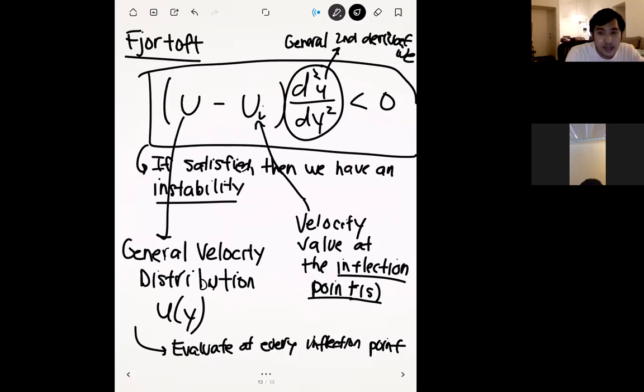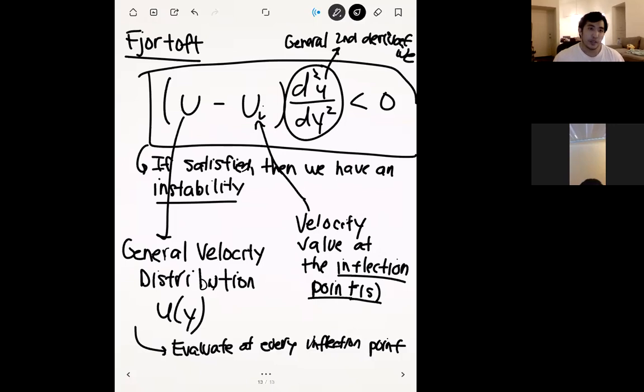Right. So that's a great question. The question is, what if Fjortoft's theorem is not satisfied, but Rayleigh's is? That's actually the exact situation in the homework. In the homework, you have Rayleigh's criterion, which says that there's an inflection point in the flow, but then when you actually plug into Fjortoft's, it's not satisfied. Okay? And so in that case, when there's a disagreement between the two, you tend to agree more with Fjortoft's theorem. So if Fjortoft's theorem is not satisfied, then you say that the flow is not going to be unstable.